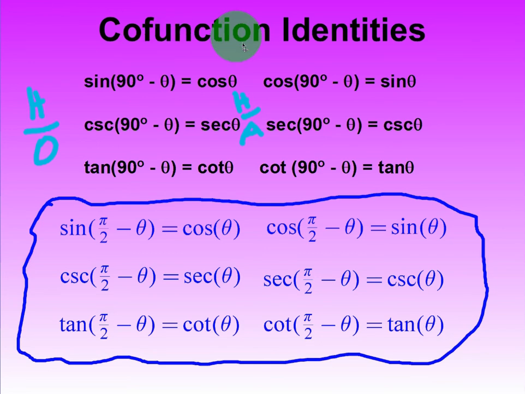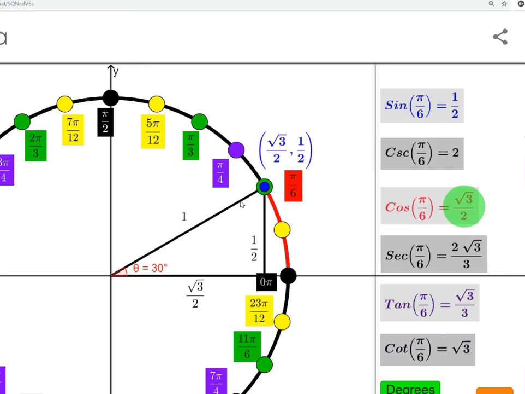The word cofunction just means they go together, co meaning together, and that means that they can be thought of in pairs. Sine and cosine go together as functions, cosecant and secant pair together, and tangent and cotangent pair together. That's it for this explanation.